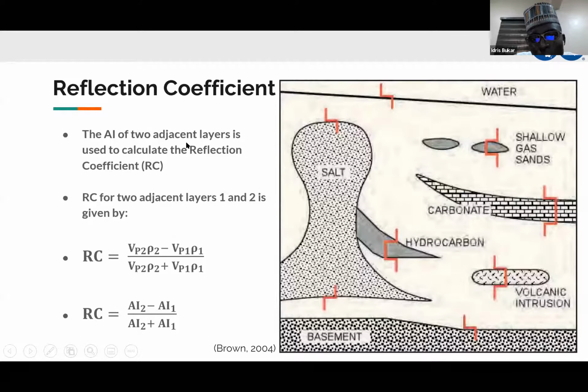So then we go on to what is now called reflection coefficient, which is what we feed the acoustic impedances into a formula to give us a reflection coefficient series. So basically, if you use the AI of two adjacent layers, you could come up with a reflection coefficient, which is a difference over sum kind of equation. You're subtracting AI1 from AI2, all over the sum of them. And obviously AI, as we've explained, is density and P wave velocity.